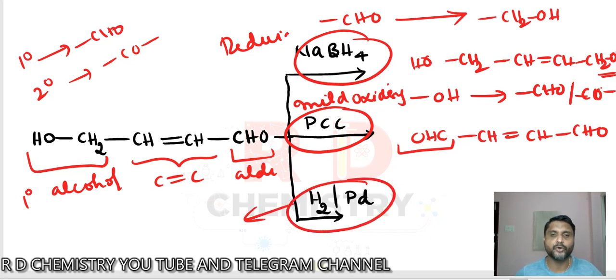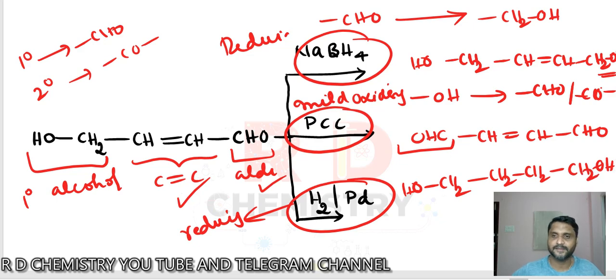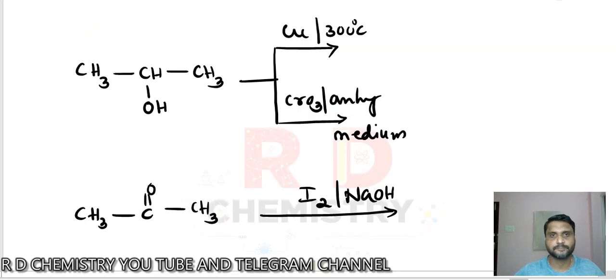Next one, we have hydrogen and palladium. This is a hydrogenating agent, so it's a reducing agent. It can convert double bonds and aldehydes into primary alcohol. So both changes take place here. The OH has no change, CH2OH. Then the double bond becomes a single bond, CH2, single bond, CH2. Then the aldehyde becomes primary alcohol, that is CH2OH. Clear? Right? Very nice question.